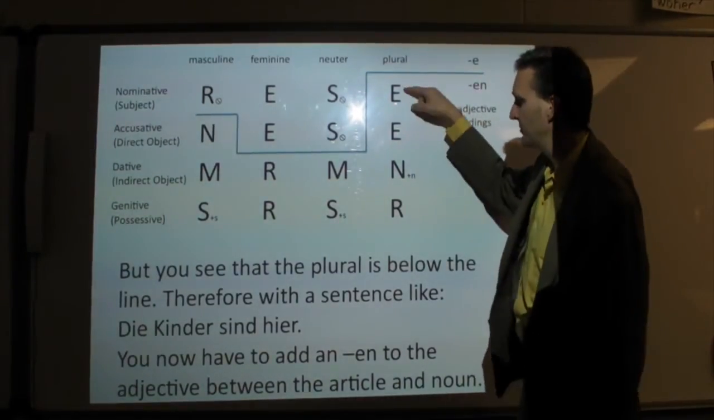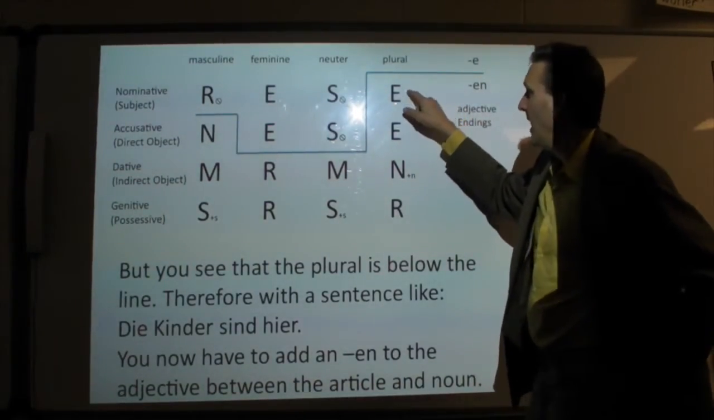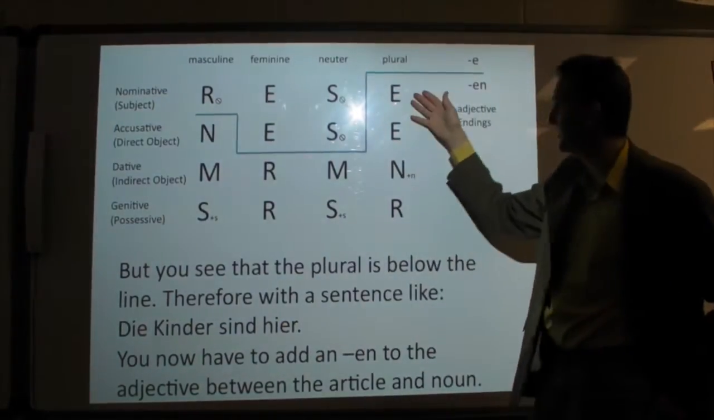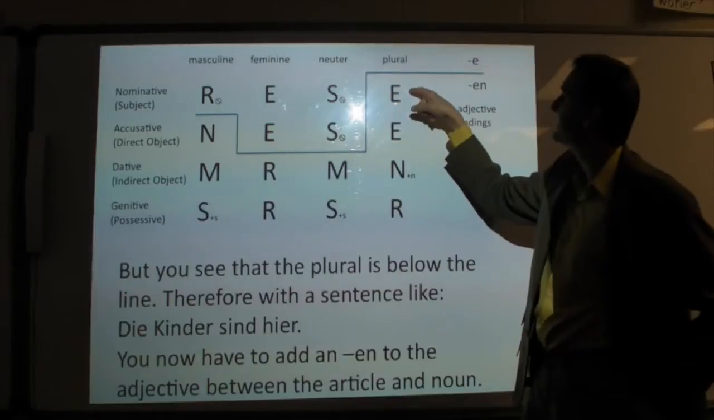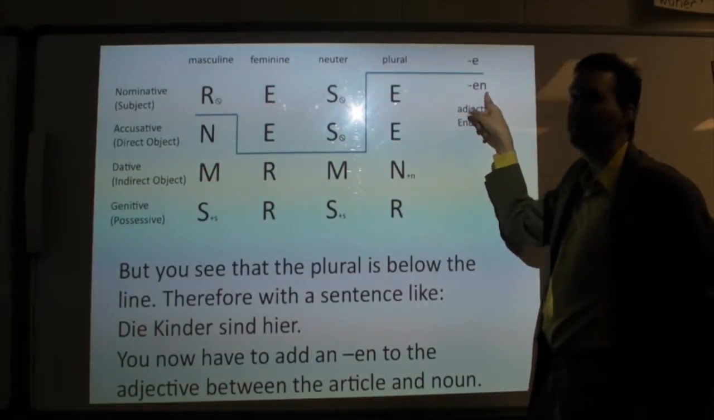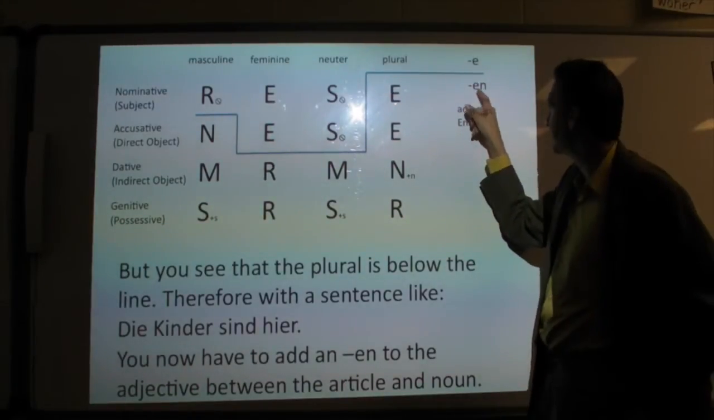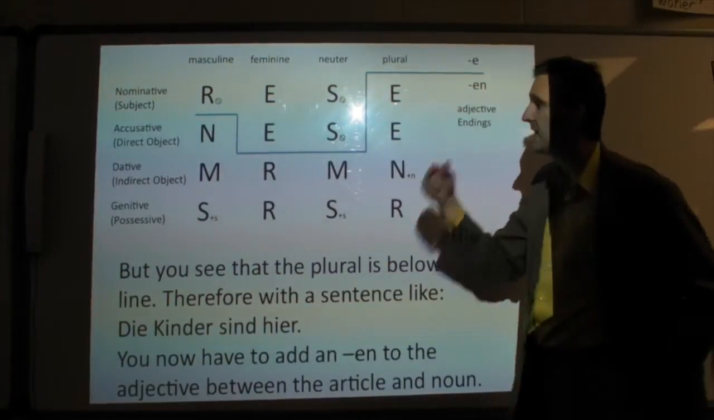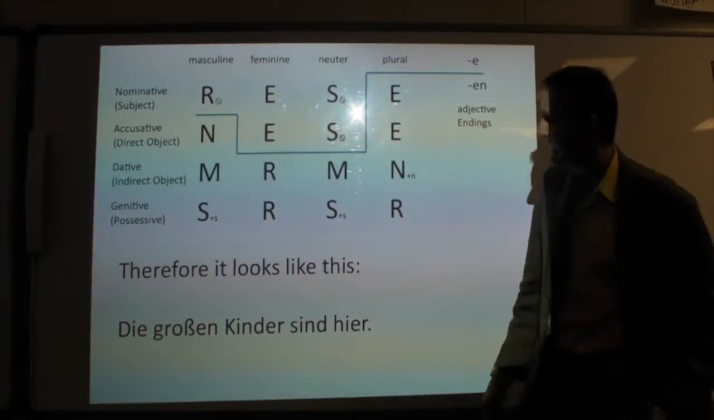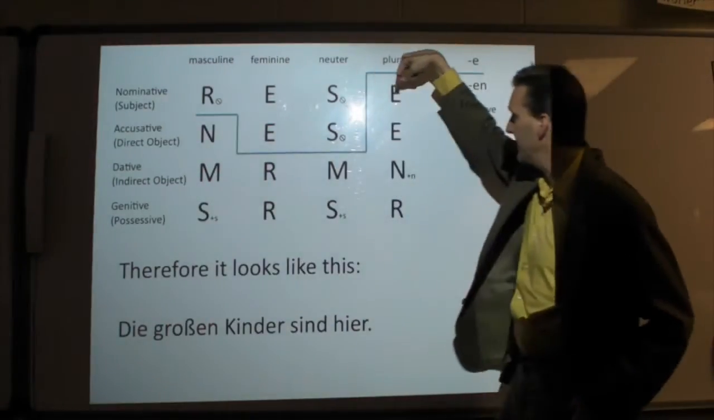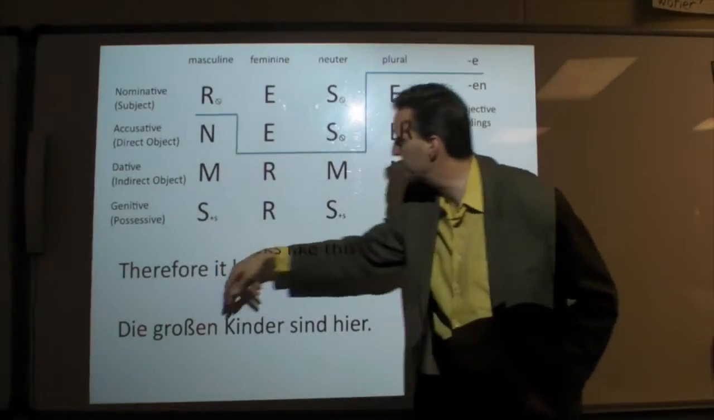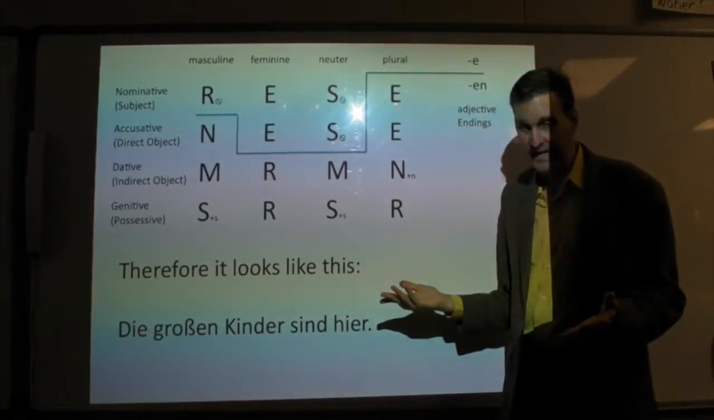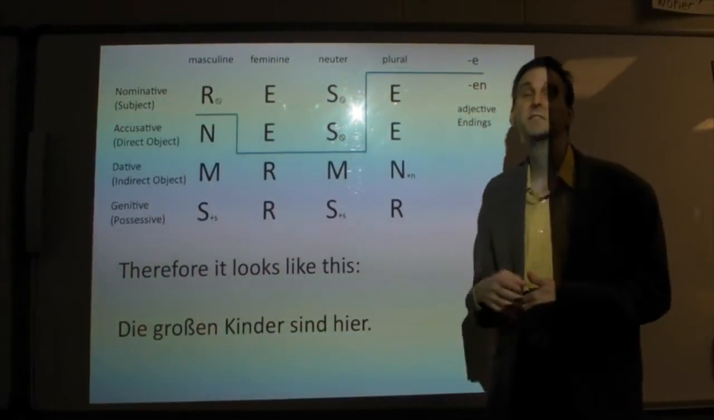But now look at it. Okay, as we go to the plural, we're going to be below the line. So we have die Kinder sind hier, the children are here. But now, since we're below the line, if we say the big children are here, it's going to need the EN on that word big. So, I'm sure you can guess what the sentence is going to be. It's going to be die, there's my E. But now we have großen Kinder sind hier. Okay, and that's as simple as this is so far anyway.